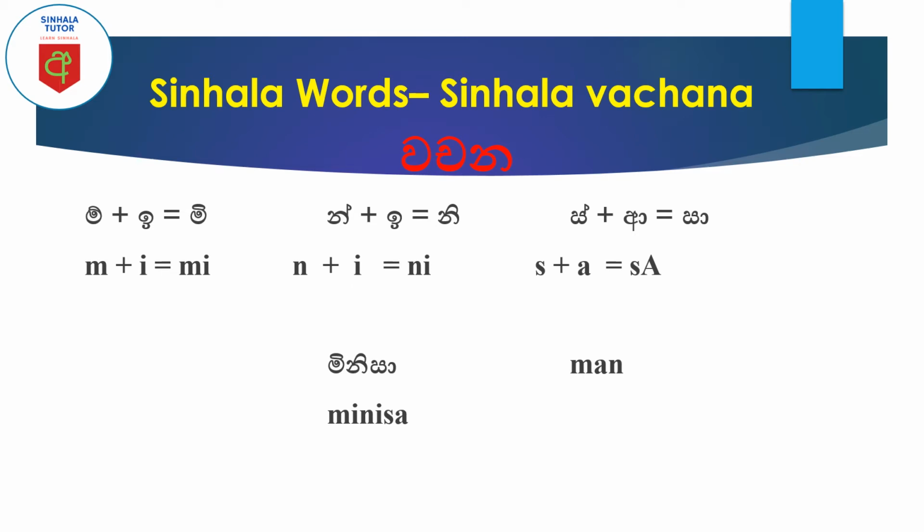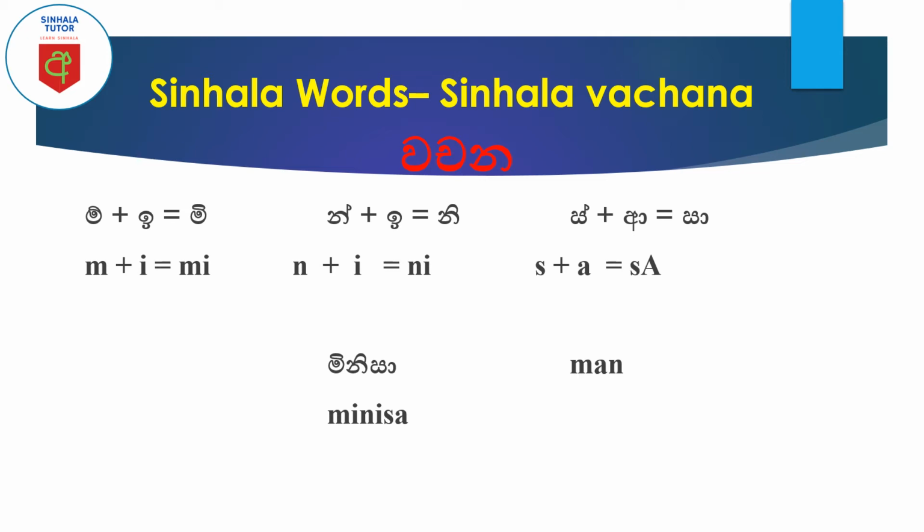Singular vachana. Another vachana is Bahuvachana, that is plural. We will discuss that in a later lesson. So the Sinhala word: the consonant m plus vowel i, so the result is the letter mi. The second letter is ni, plus the vowel, and the result is ni.